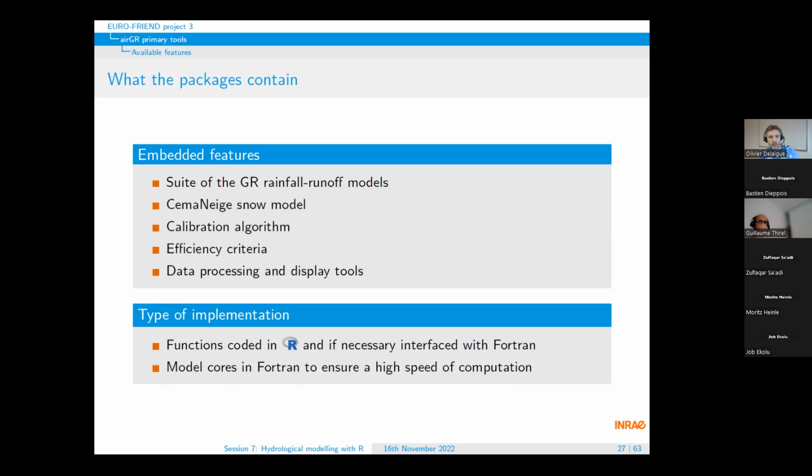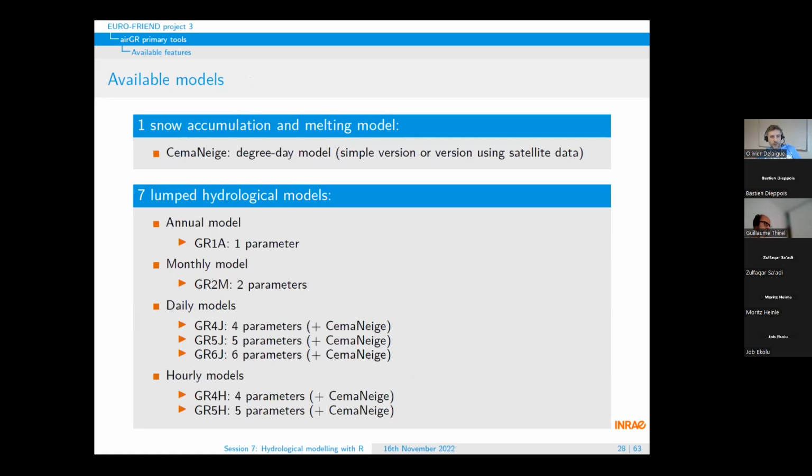quickness. The models available, so as I said, there is CemaNeige, a degree-day model to simulate snow accumulation and melting. There is a simple version in airGR, but there is also a version which allows to use satellite data, such as the MODIS data, for example.